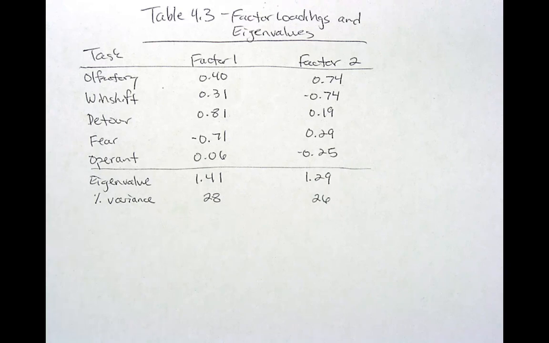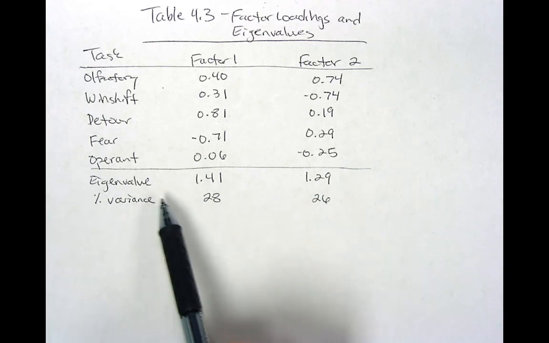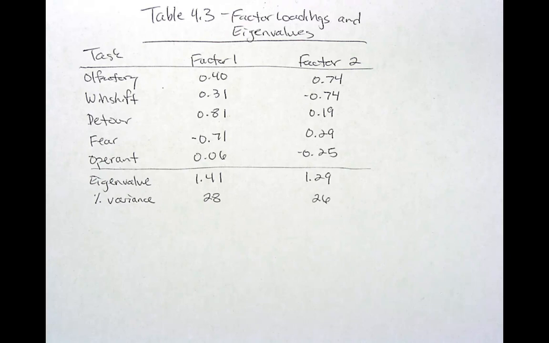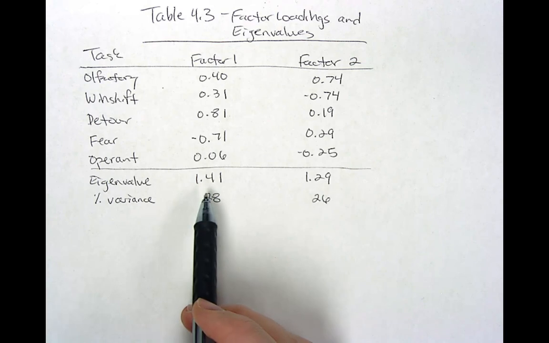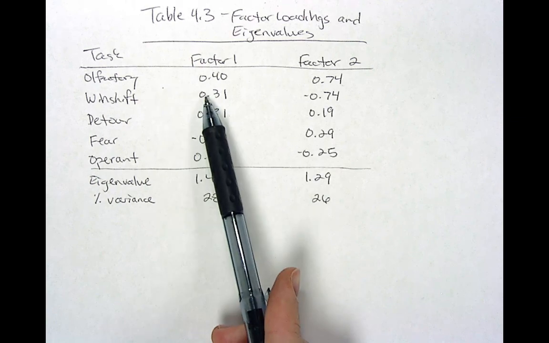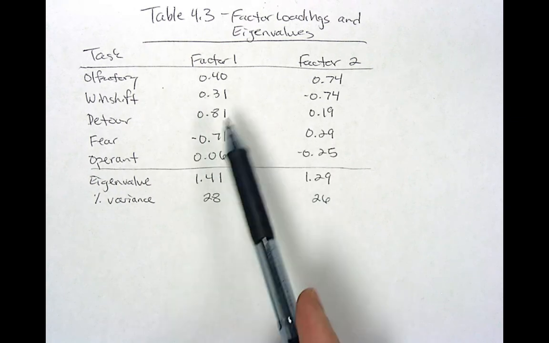Now, the eigenvalues at the bottom of the table here, 1.41 for factor 1 and 1.29 for factor 2, indicate how much of the variance in the five variables is accounted for by each factor. Since there are five variables in this analysis, and the variance for each standardized variable is 1, there are five variance units to be accounted for. Accordingly, the first factor with an eigenvalue of 1.41 accounts for 1.41 variance units out of 5. The most this could have is all factors: wind shift 1, detour 1, fear 1, operant 1, and so on, which totals 5.